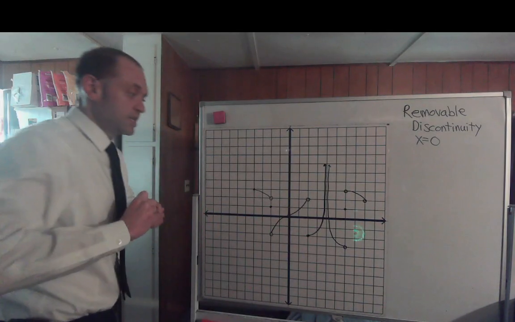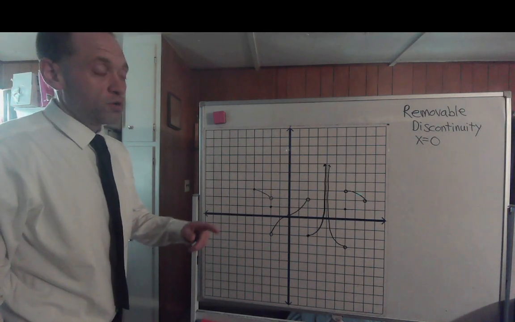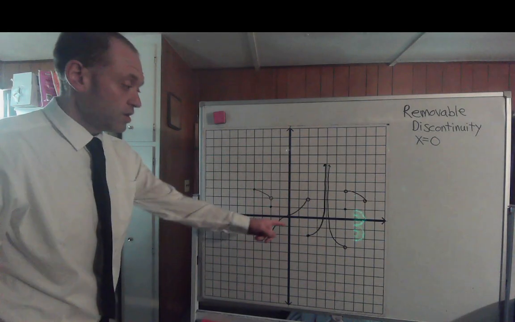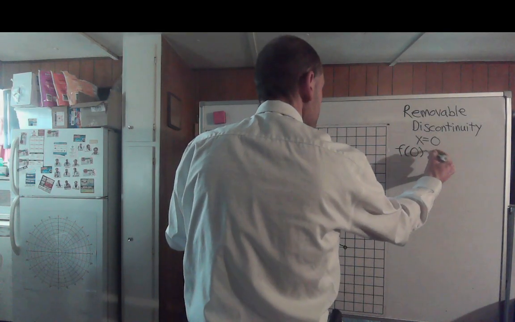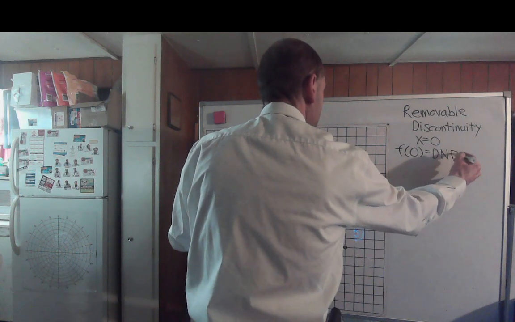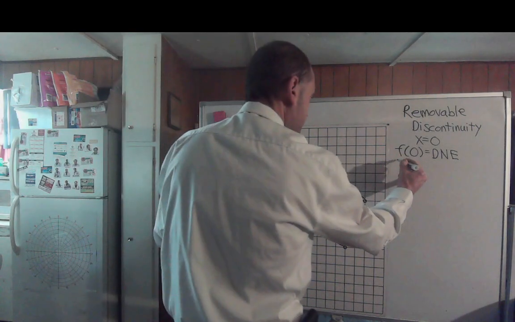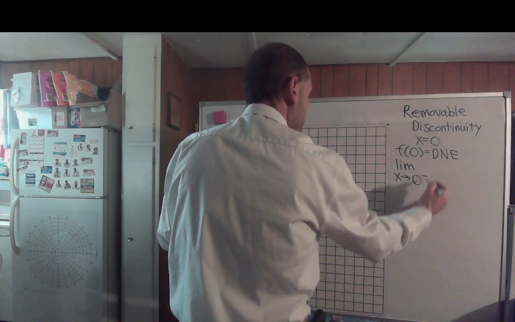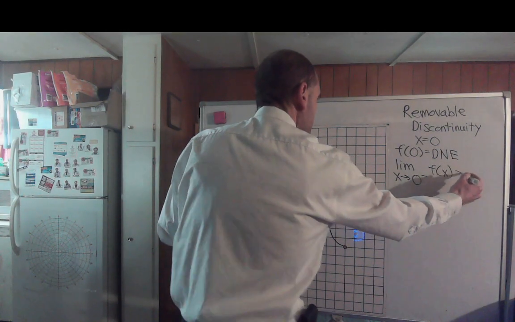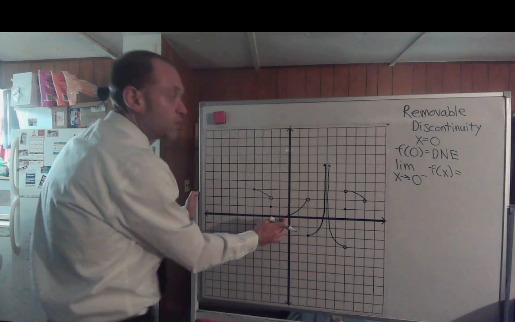Now, the next question is, is f of 0 defined? Well, it's a removable discontinuity, so we already know that f of 0 is not defined. So f of 0 in this case does not exist. It's not defined there. Now, we can take the left-handed limit and the right-handed limit and find the general limit. So the limit as x approaches 0 from the left of this function, if we go along our curve and trace till we get to the left of 0, we get a y value of 0. So the left-handed limit is 0.